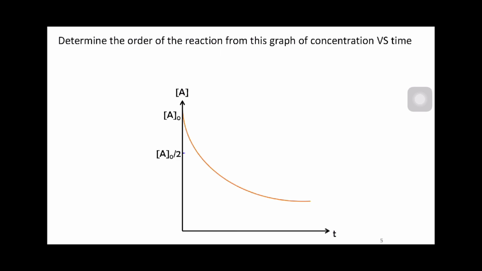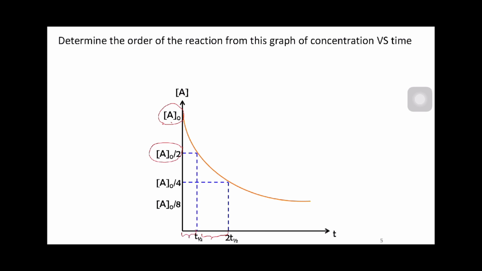Next question. Determine the order of the reaction from this graph of concentration versus time. So what is the order of the reaction? Firstly, the initial concentration is A0, and when it becomes half of the initial concentration, the time taken is t half. Next, when it becomes half again, the time taken is called the second half-life. For the second half-life, we can see here the value becomes bigger than the first value.